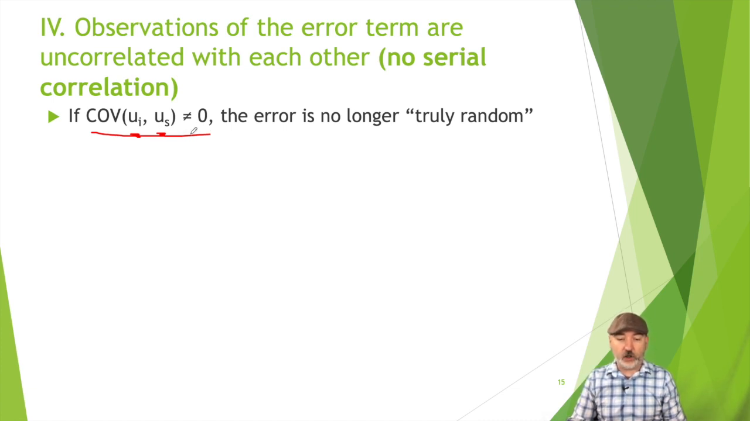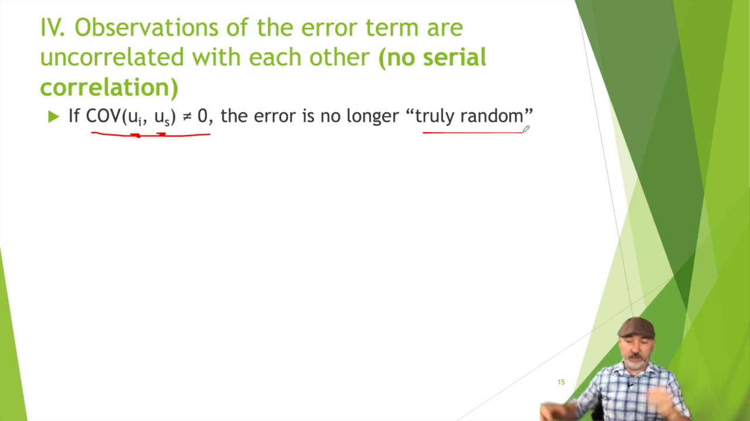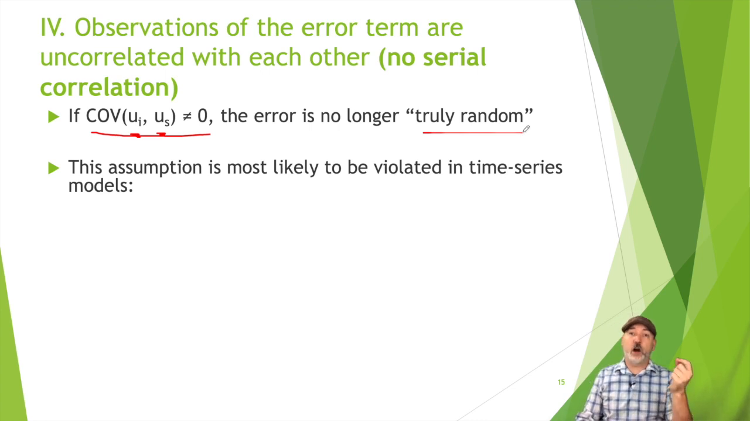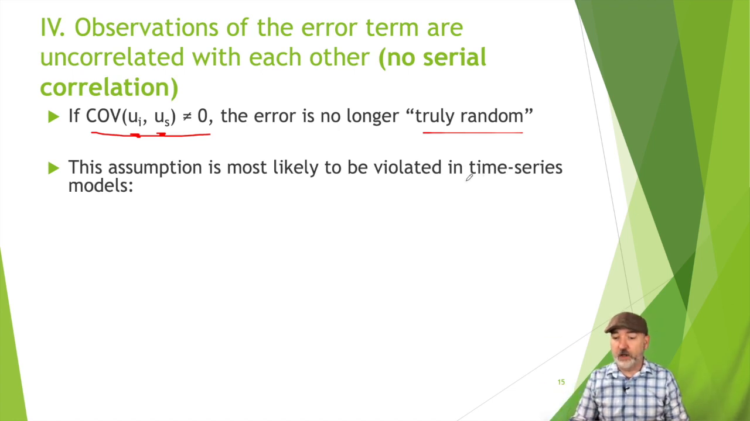If this covariance or this correlation is not 0, well then in a sense the error terms are no longer truly random. An error term can be predicted by its neighboring values. And we would say that that regression, that model suffers from an autocorrelated error or a serially correlated error. So there's a whole chapter on this that we're going to get to later on. Most often this is going to be an issue in time series models, but not exclusively.